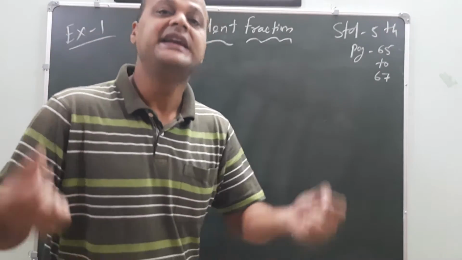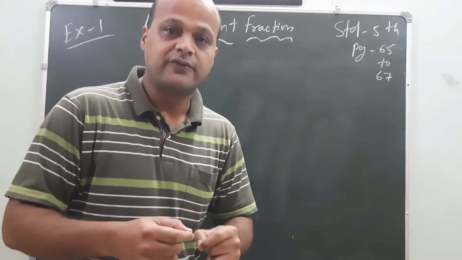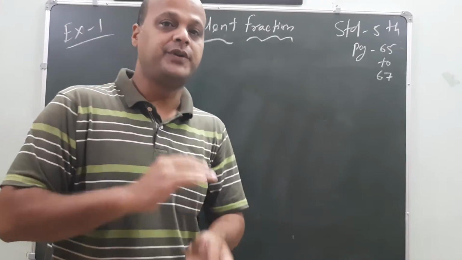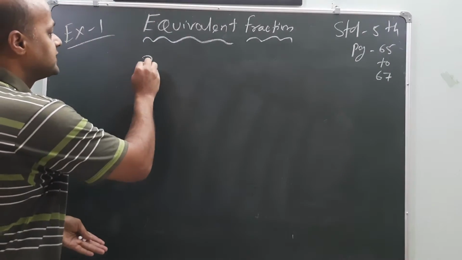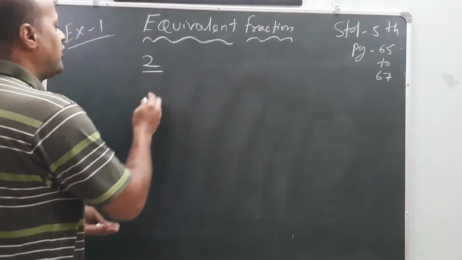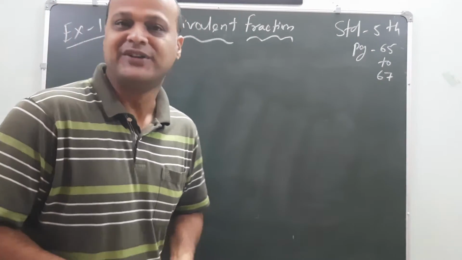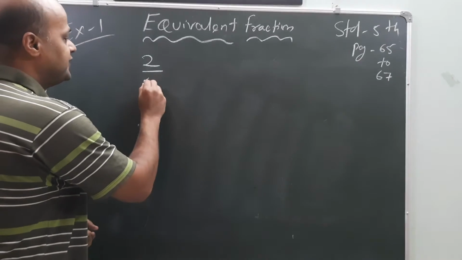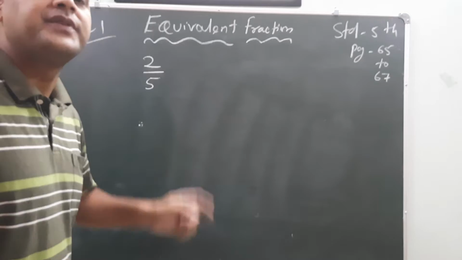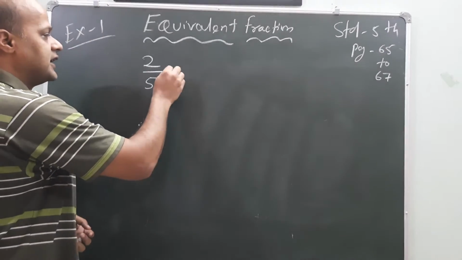What do you mean by equivalent fraction? In the previous class I told you equivalent fraction is nothing but the equal fraction of the previous one. Equivalent fraction means similar fraction, or the Xerox copy of one of the other, in the simpler meaning. So if I take 2 by 5 as a fraction, then what is the equivalent fraction of this one?